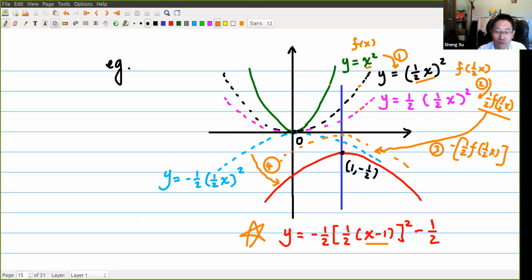Does that make sense to you now? So you can do this kind of analysis. I have a homework problem. You can practice this, so you get good at that. And later on, when we talk about the trigonometric functions, we use this.